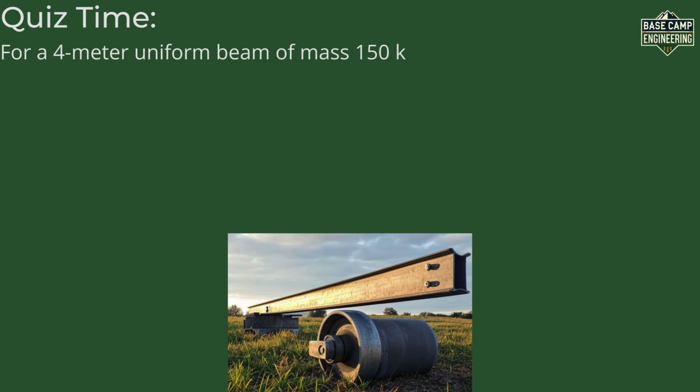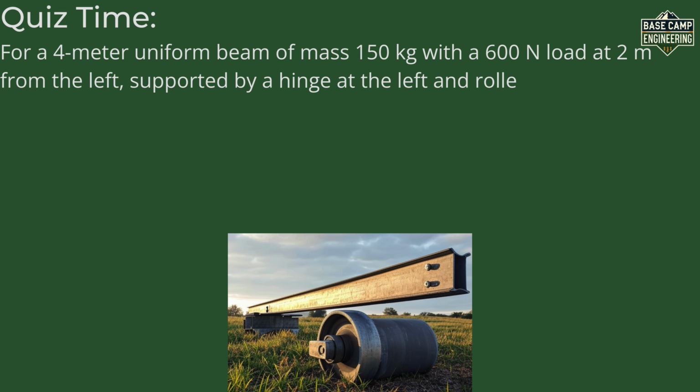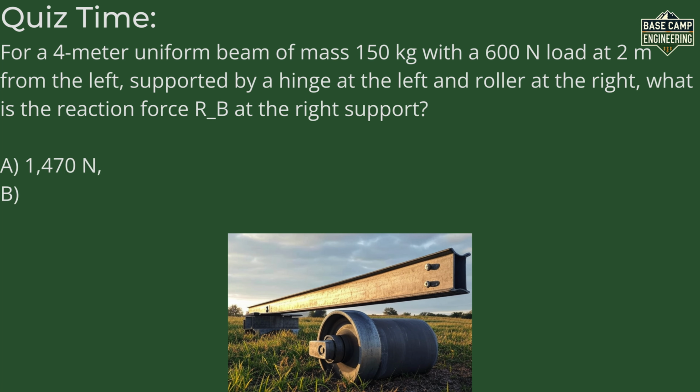Quiz time. For a 4 meter uniform beam of mass 150 kilograms with a 600 newton load at 2 meters from the left, supported by a hinge at the left and roller at the right, what is the reaction force Rb at the right support?